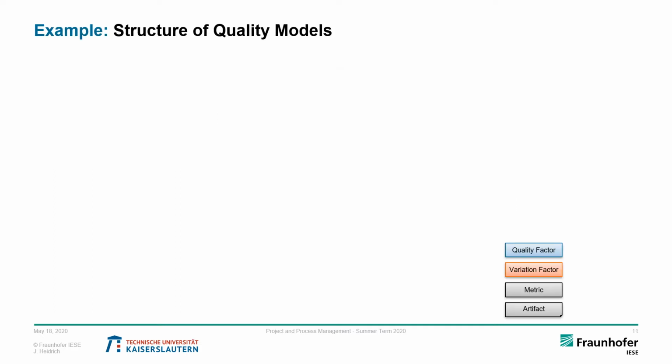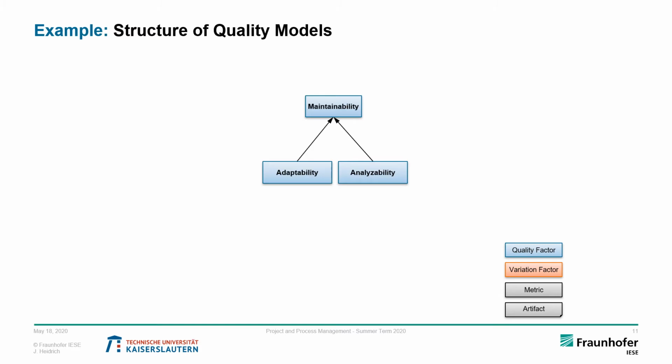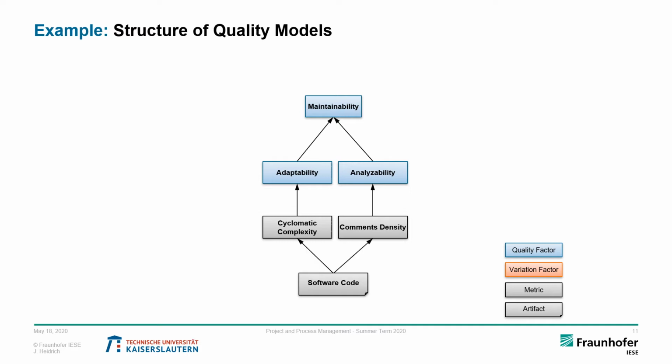Let's have an example. Let's assume we want to measure maintainability. We want to define a quality model for maintainability. So we break it down in this example into adaptability and analyzability. Then we think about how to measure these two concepts. Here we have two examples. Adaptability in this example is measured by cyclomatic complexity. You may have additional metrics, not only one. And comment density is a metric for the analyzability.